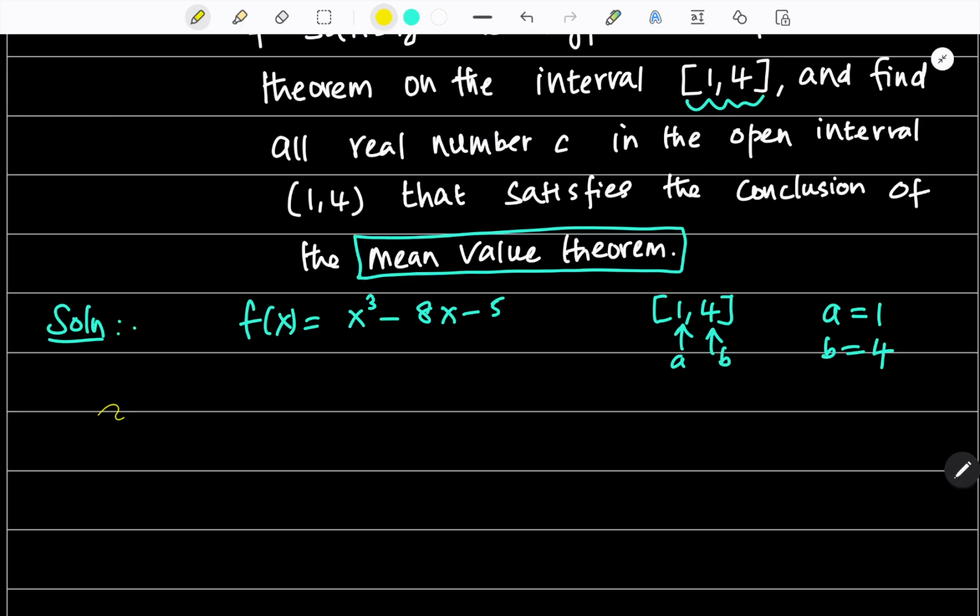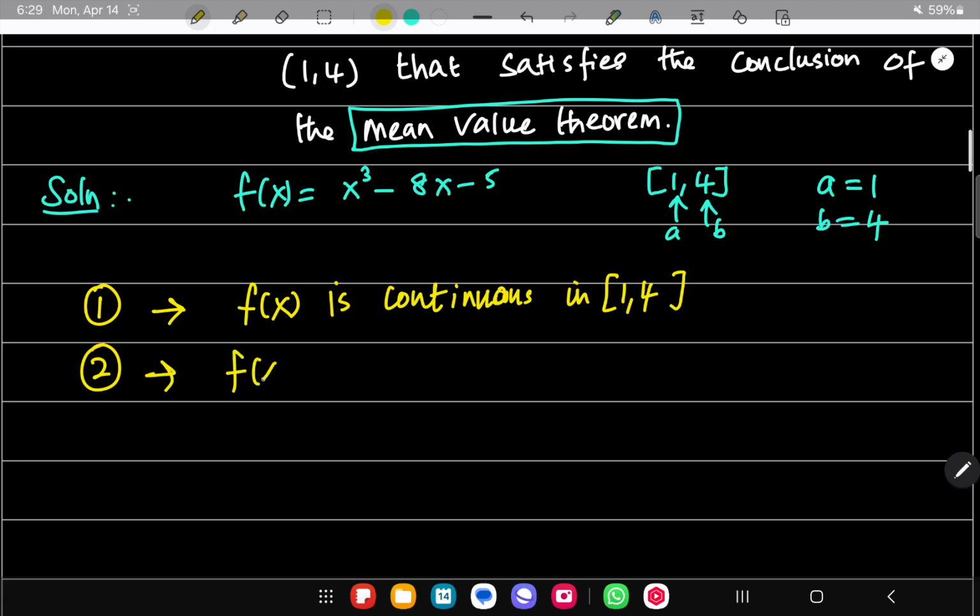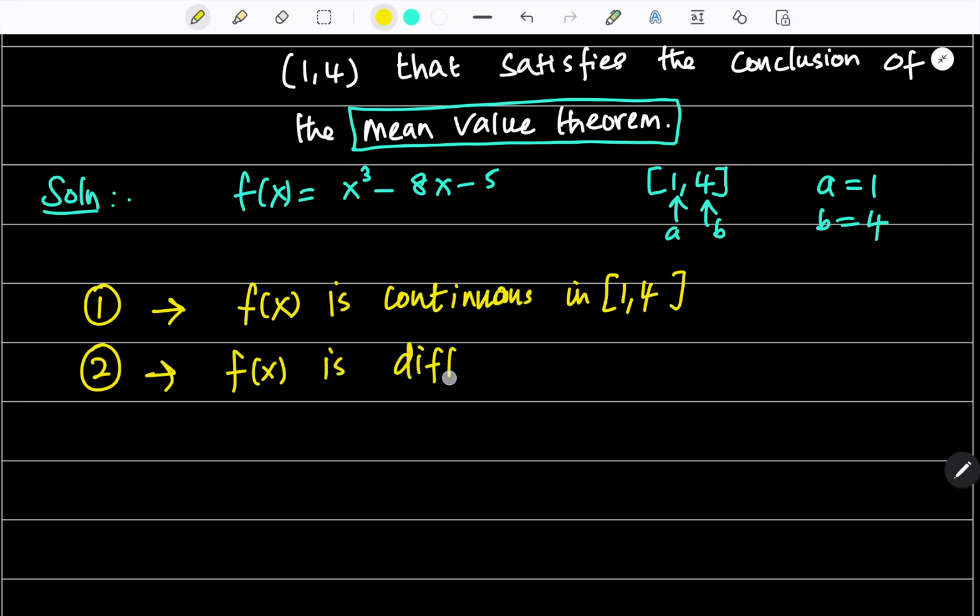Okay, right. Step number 1: f of x is continuous in the closed interval a comma b. What's your a comma b? Your a comma b is 1 comma 4. Step number 2: f of x is differentiable in the open interval a comma b. What is your open interval a comma b? Which is 1 comma 4.